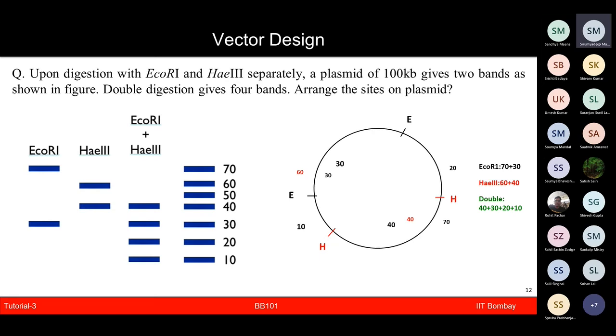Once you have set them up according to the sizes given from the agarose gel bands, which are the four bands for EcoR1 HAE1: 40, 30, 20, and 10, if you arrange them accordingly, you get the following pattern. The sites for the particular restriction enzymes will be as follows: EcoR1 70 plus 30, HAE1 60 plus 40, and the double digestion will be 40 plus 30 plus 20 plus 10. That is how you design a vector and do the vector mapping. Next slide, please.